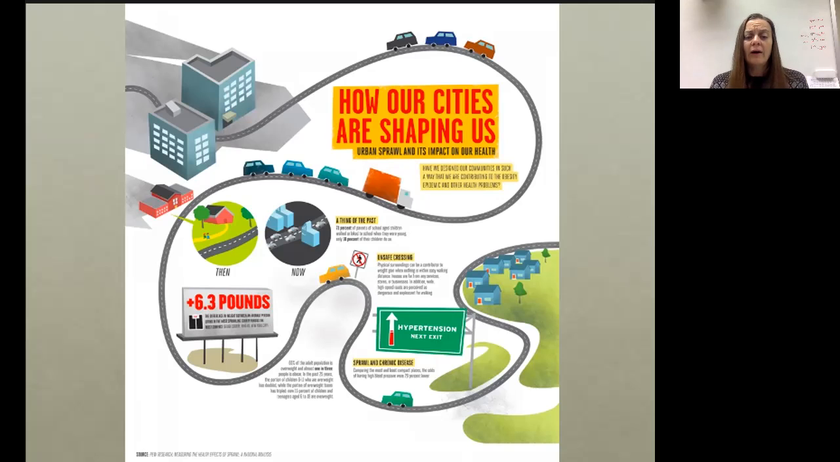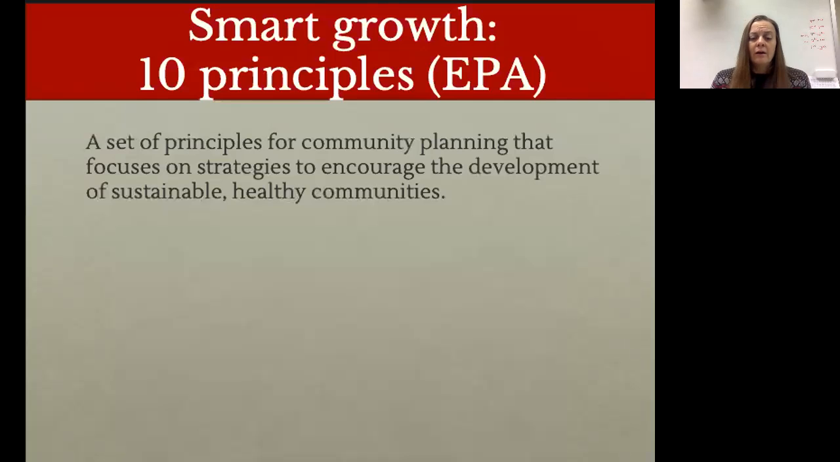So how do we address this? How can we change this? So the Environmental Protection Agency has actually put together 10 principles for smart growth to focus on community planning in ways that we can better develop sustainable, healthy communities.